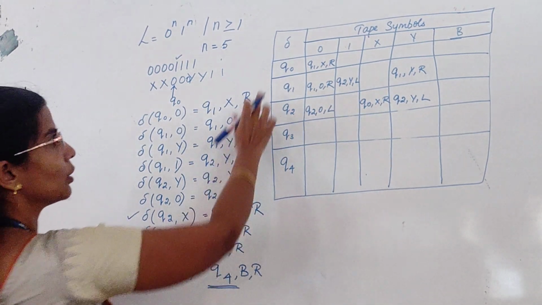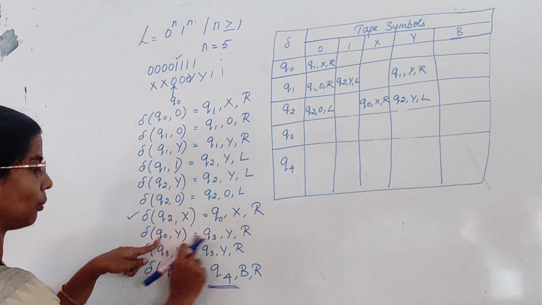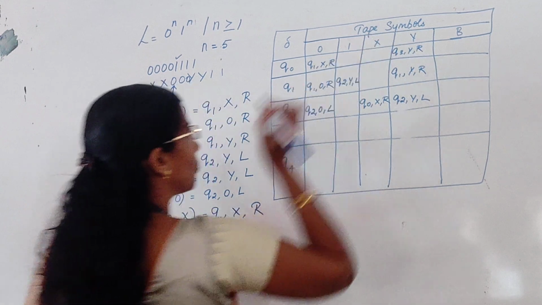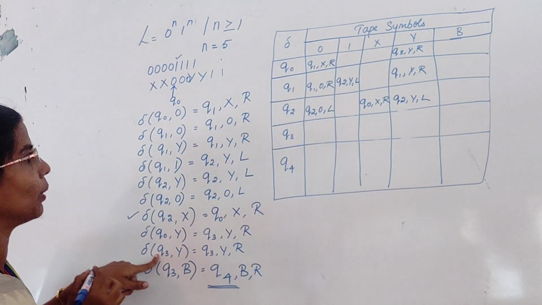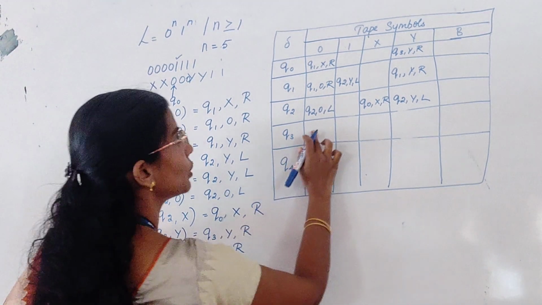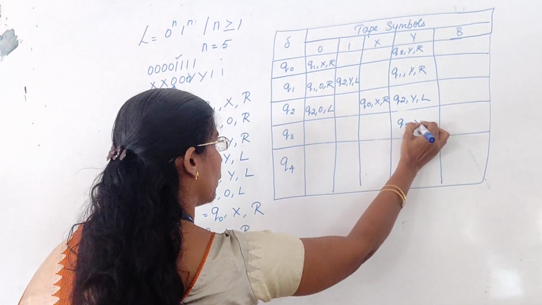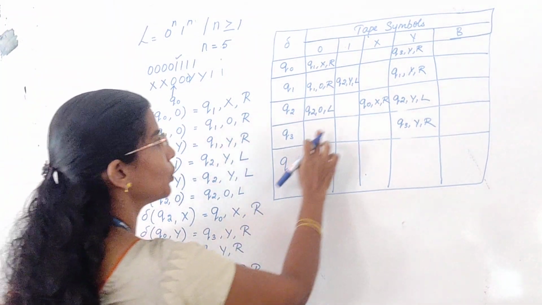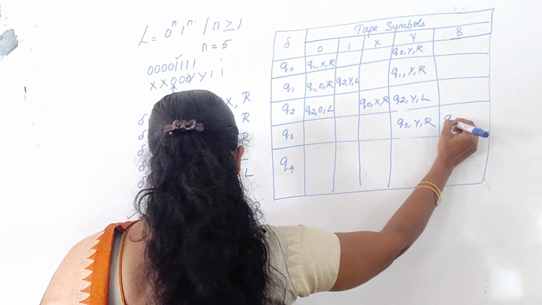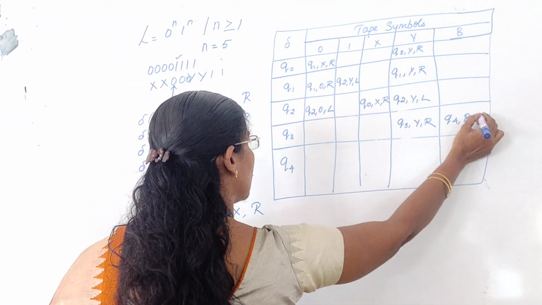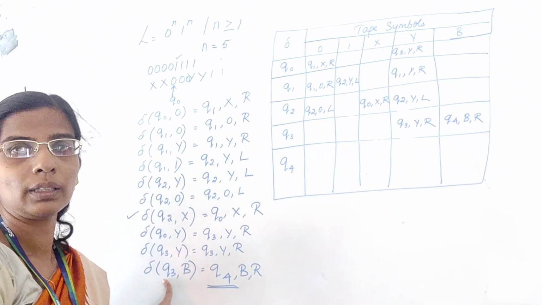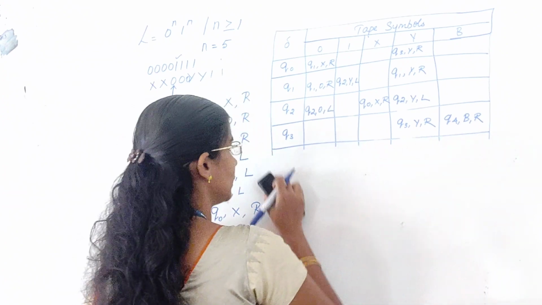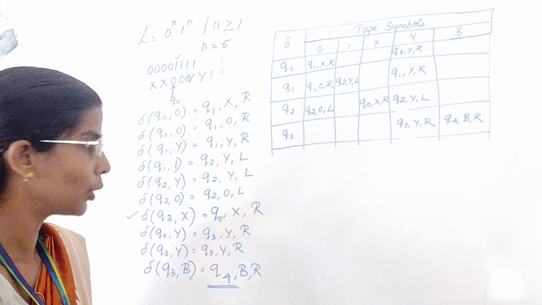Q0 comma Y: Q3 YR. Next Q3 comma Y is Q3 YR. Next Q3 comma blank, it is Q4 BR. So this is the transition table. I don't have any transition for Q4.